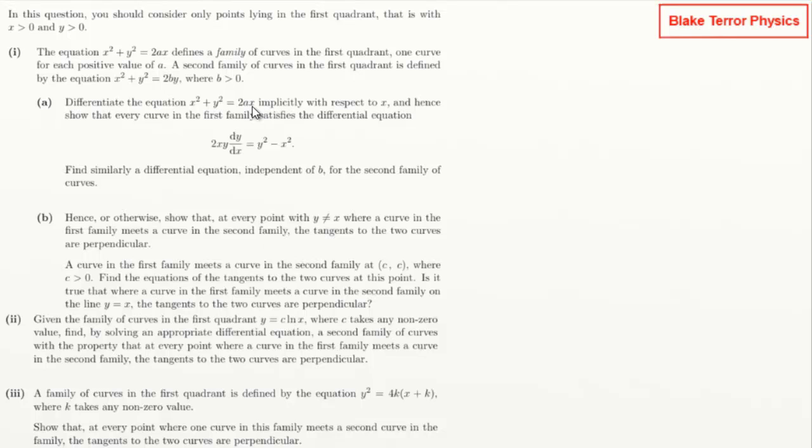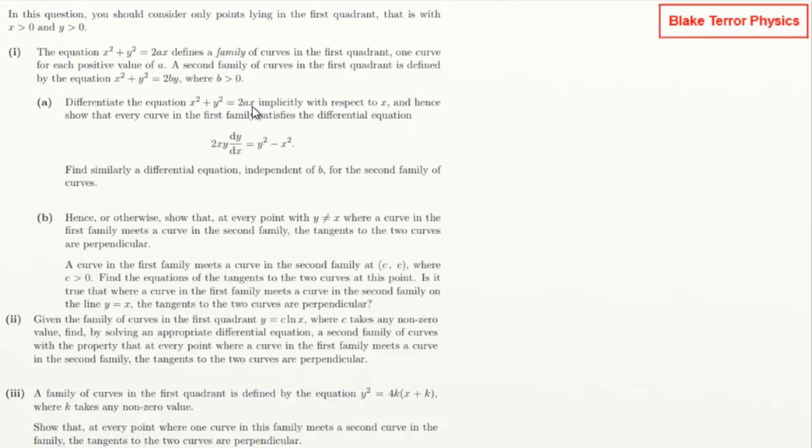Hello, this is question 6 from the Step 2 paper from 2022. In this question, you should consider only points lying in the first quadrant. That is, if x is greater than 0, y is greater than 0. The equation x squared plus y squared is 2ax defines a family of curves in the first quadrant, one curve for each positive value of a.